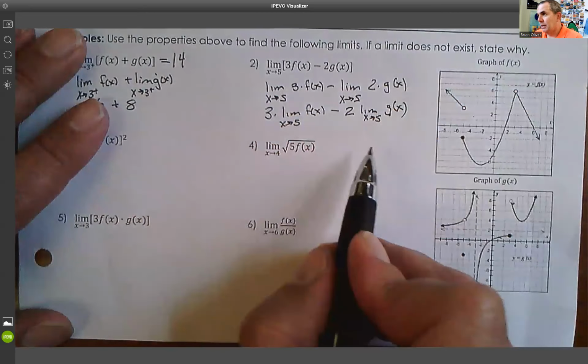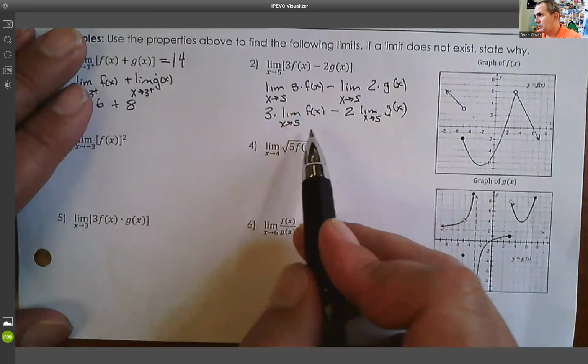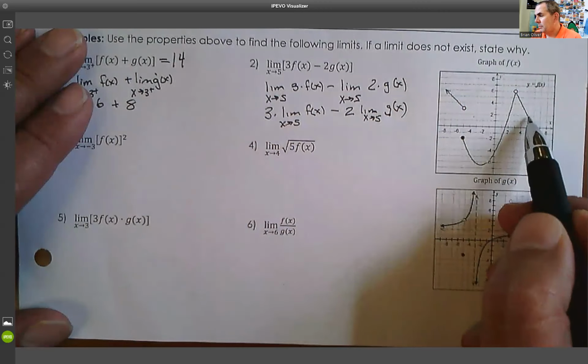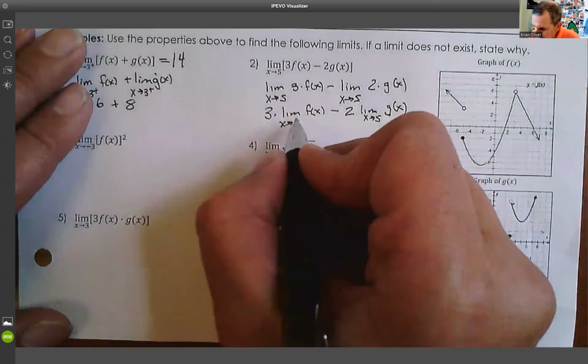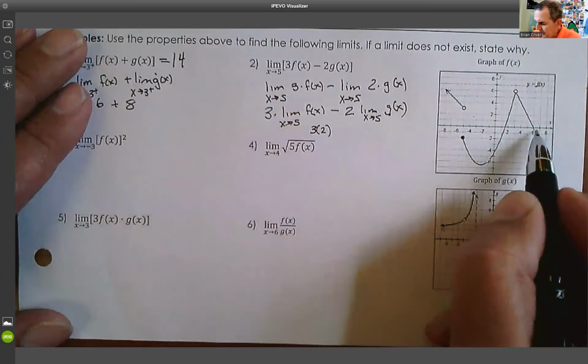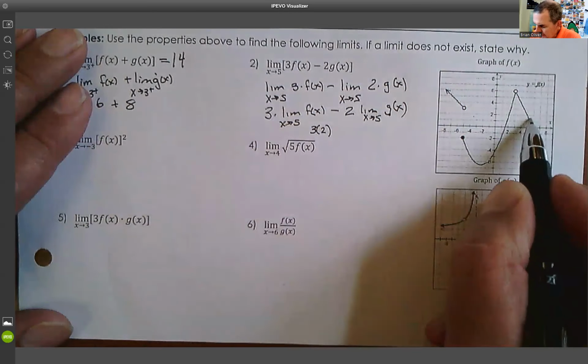Then I can plug in. As x approaches 5 on f of x, I go up here and I know that this guy is roughly 2. So this is 3 times 2, because as we approach 5 as a whole, it's right about there.